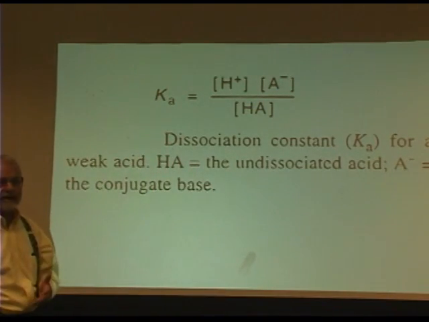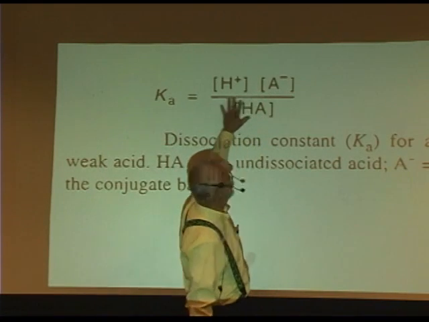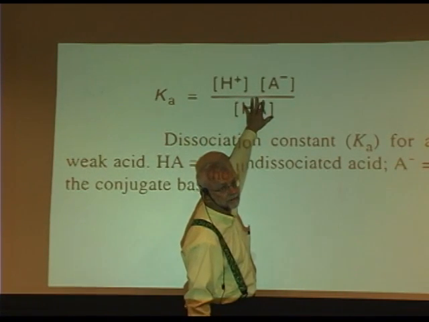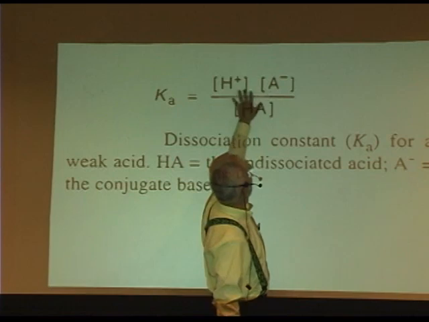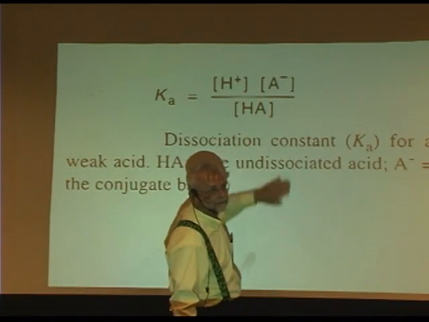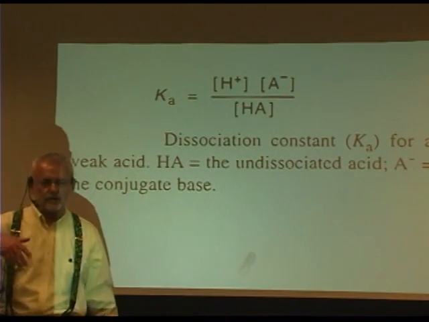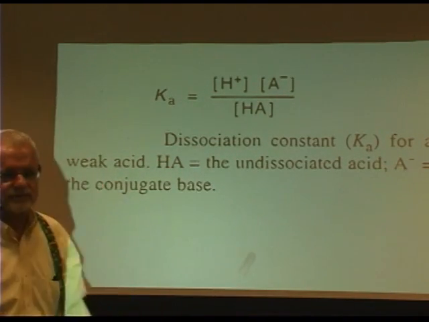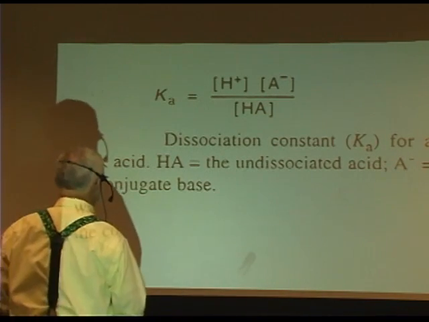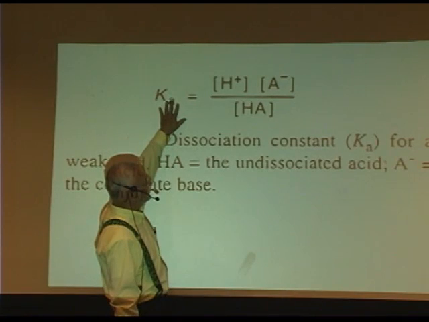And for a weak acid, because these things don't dissociate so much, and this is for pure water here, this upper part is always going to be small compared to the denominator. So these Ka's for these compounds are always 1 times 10 to the minus 4th, 1 times 10 to the minus 6th, something like that. Now that's the dissociation constant.